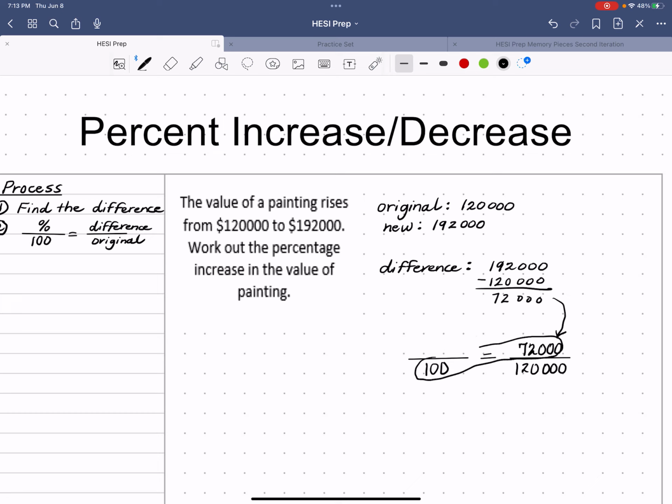So you will multiply those two. That's 72 times 1 with 5 zeros. Put the 120 under there to divide. And I'm going to cancel some zeros. Can't cancel that 0, so I'll bring it over. And then 12 into 72 is 60. So the value of that painting increased 60%. It's a pretty substantial increase in value.